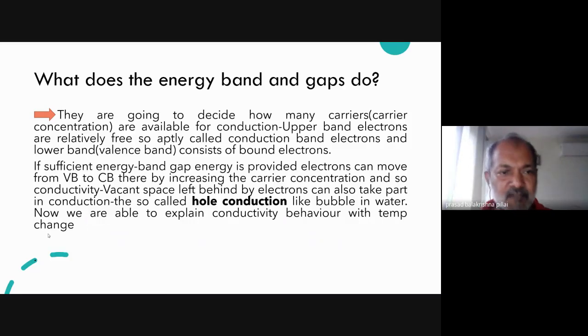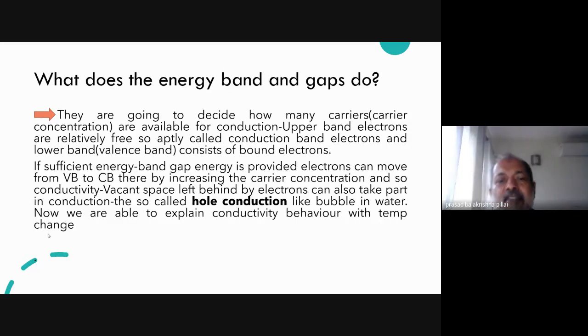So then, as I mentioned, if sufficient energy, that is the band gap energy, is given, electrons can move from valence band to conduction band. That is how we are bringing in the carrier concentration. We have seen that conductivity is decided by the carrier concentration. So when you give energy, electrons can come from the valence band, and that is how you can increase the carrier concentration. The electrons need to be excited from valence band to the conduction band. Then the carrier concentration will increase, and you will see an increase in the conductivity.